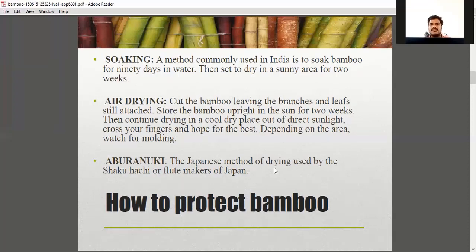Generally, even common sticks for keeping in a stove, you cut the plants and allow them to dry for several days in the sunlight. In a similar way, bamboo also you have to dry for several days. Okay, fine. That is about how to protect the bamboo.